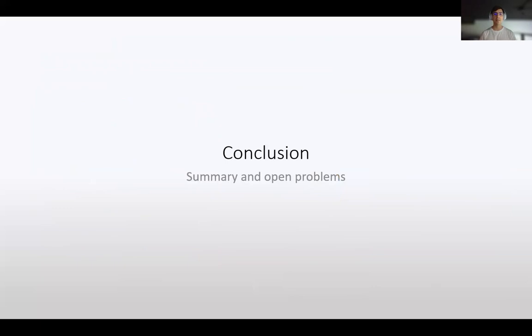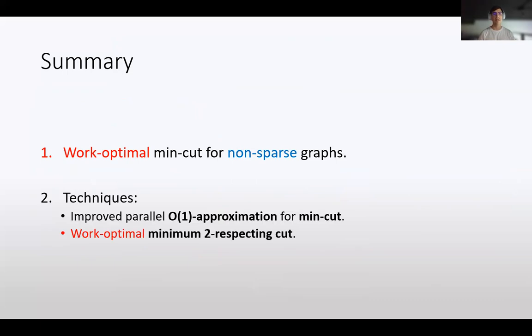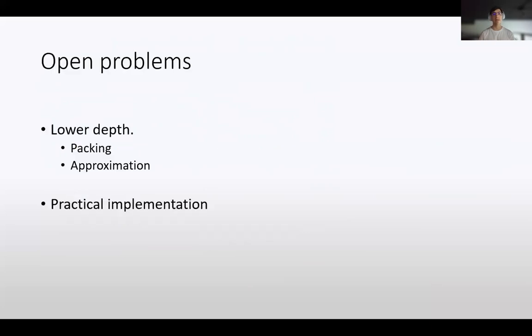This concludes the technical part of the talk. I will now summarize this presentation and conclude by stating a few open problems. In this talk, we have overviewed the first parallel weighted min-cut algorithm that has low depth and is work optimal in the regime of non-sparse graphs. We saw that to improve the work complexity of the state-of-the-art, our work consists of two technical contributions. On the one hand, we develop an improved parallel approximation algorithm for min-cuts, and on the other, we show that the two-respecting step can be parallelized work optimally with low depth.